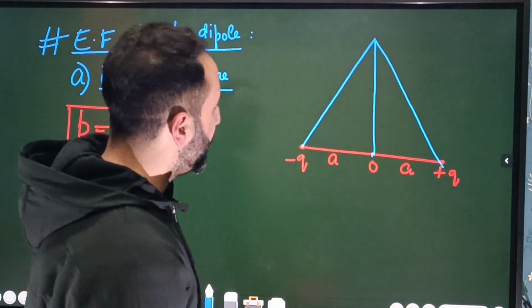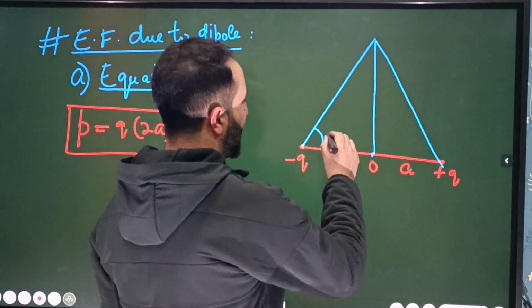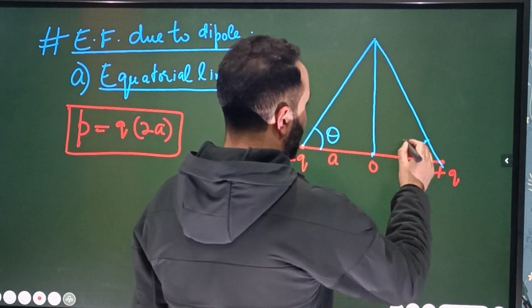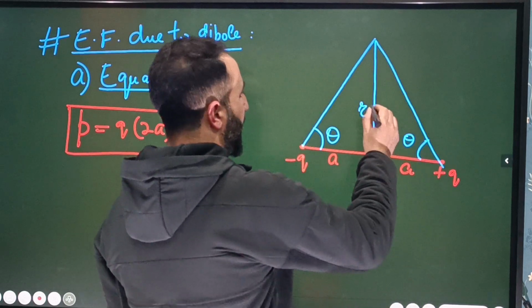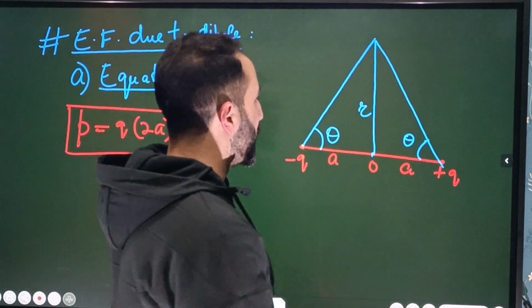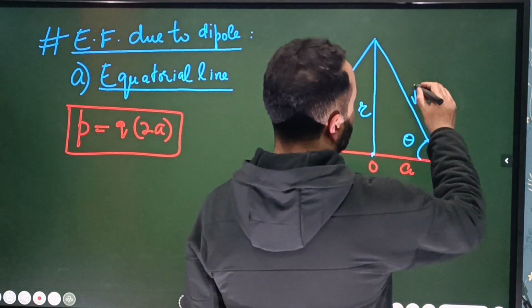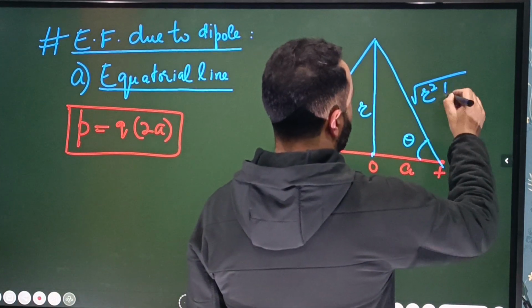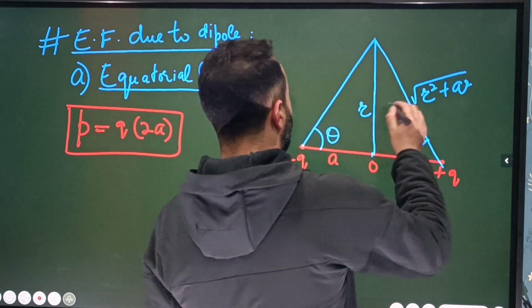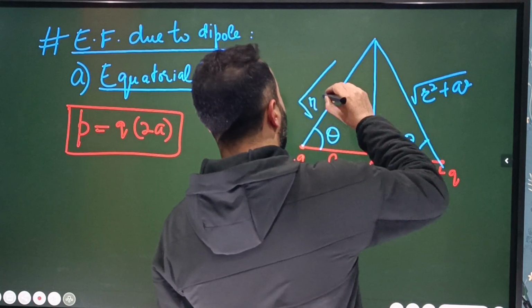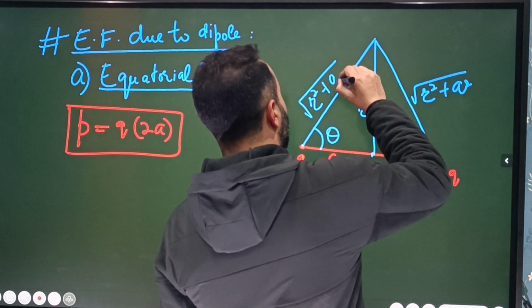Okay, now for example, let's label this as angle theta, and let's label this as angle theta. Now this is r, and you can use the Pythagoras theorem. So obviously this distance will be equal to root of r square plus a square. What about this distance? This will also be root of r square plus a square.